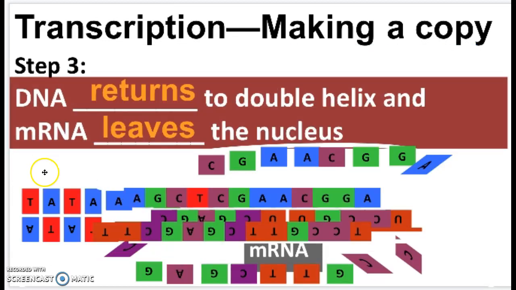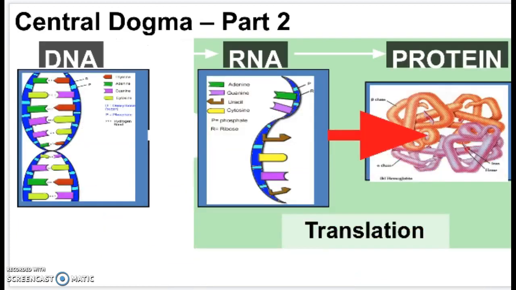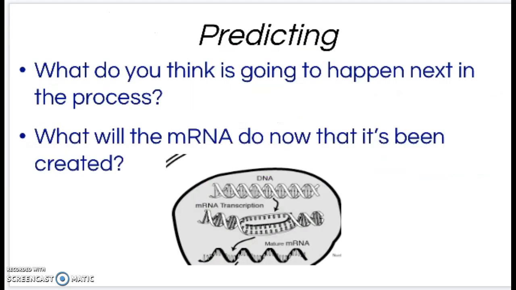Okay, so once you're done making the copy, the DNA returns to its double helix form, and the mRNA is ready to leave the nucleus. Okay, once it's been edited, once it's been processed, it leaves the nucleus. And here's a question. What do you think is going to happen next? And what will the mRNA do now that it's been created? So here's your DNA. Just review DNA. You're making RNA here, so it's in the middle. And here's your single-stranded mRNA strand. It's now allowed to leave the nucleus, and it goes out to the cytoplasm.